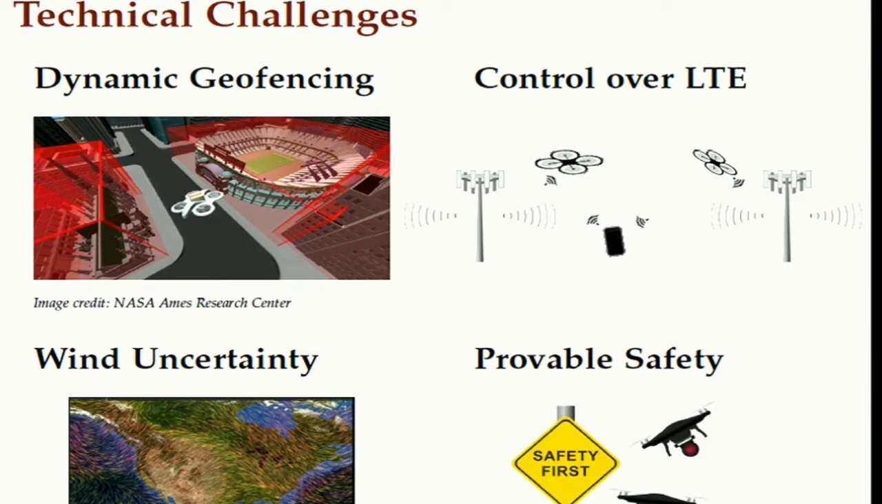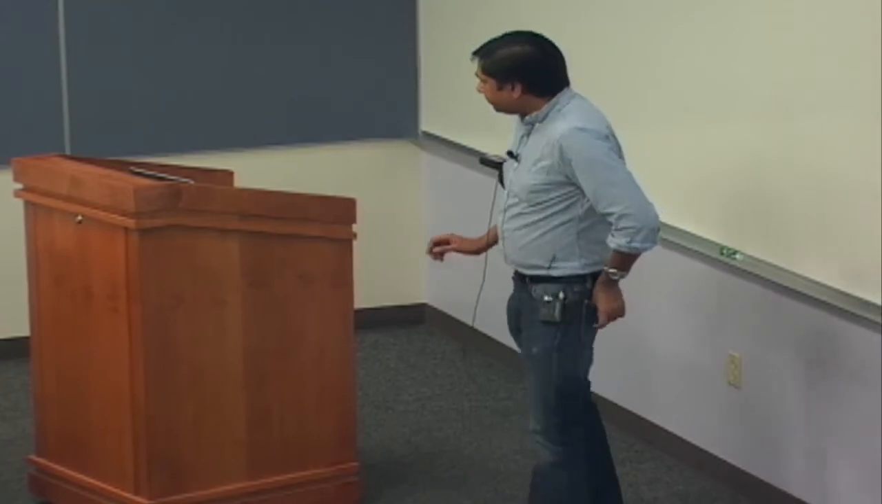Another challenge is how do you do control over the shared communication medium, and how do you guarantee provable safety or performance of the control systems over the shared medium? Another challenge is that there is real-time wind uncertainty. Even if you plan some path based on a wind forecast, when the real-time wind does not match the forecasted wind which was used to plan the path, how do you take that into account to guarantee that in real time no collision happens?